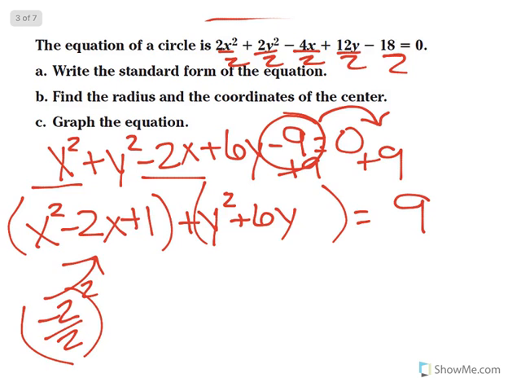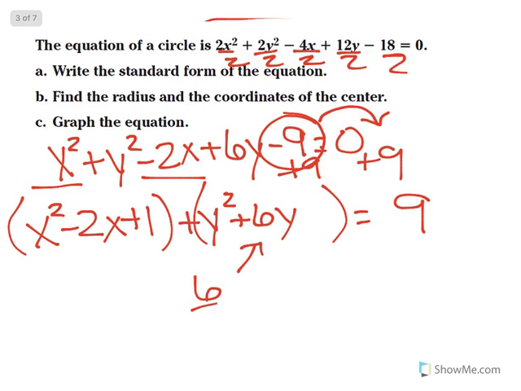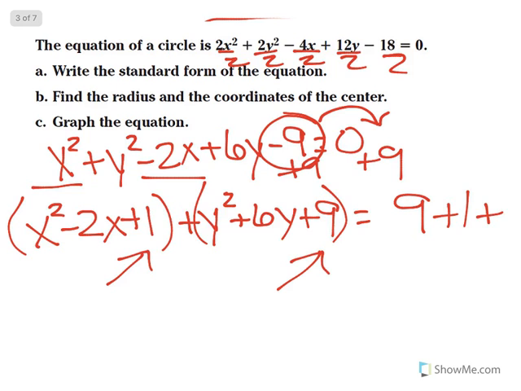I'm going to do the same thing to the other side. Take half of 6, 6 divided by 2. Square it, and I get 9. Okay, now we can't forget that if we added 1 here, we need to add 1 over here. If we added 9 over here, you have to add it over here because it's an equation.